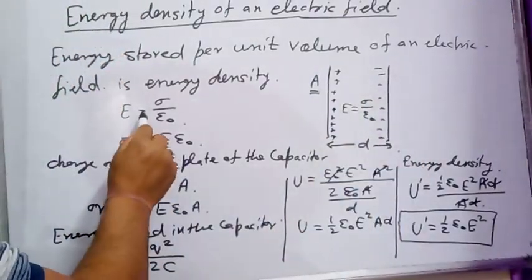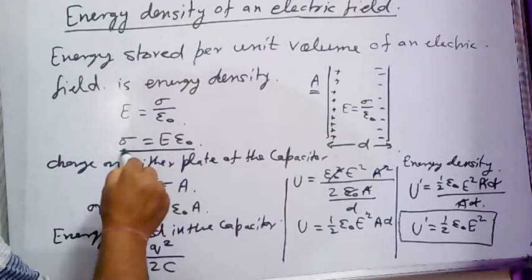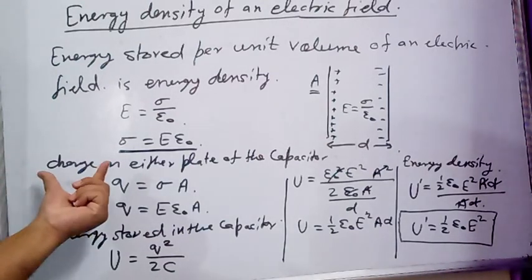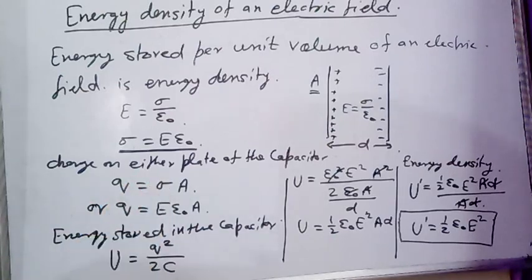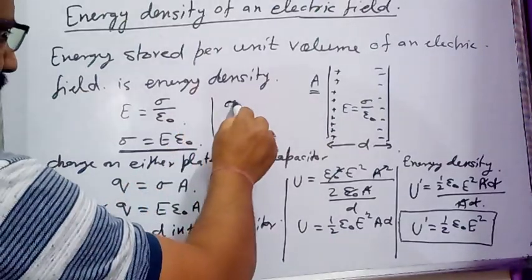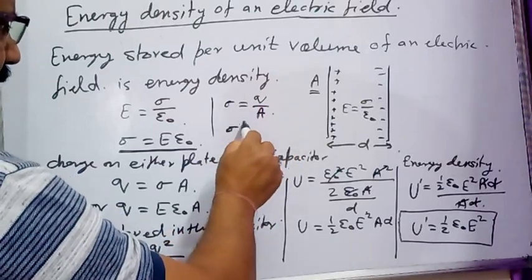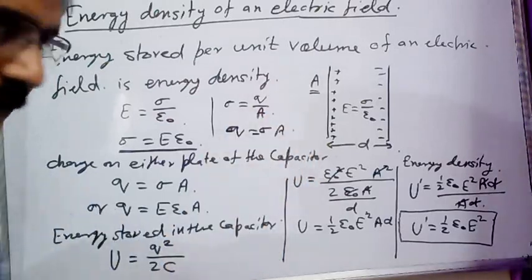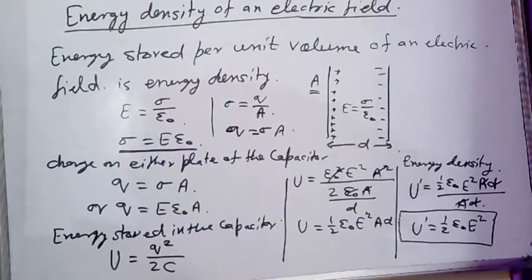So what can be the value of charge density? Sigma equals electric field multiplied by epsilon naught. Charge on either plate of the capacitor: by the equation sigma equals charge by area of the plate, we can get Q is equal to sigma multiplied by A. So charge on either plate of the capacitor is Q equals sigma into A.